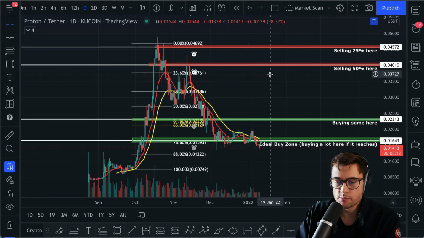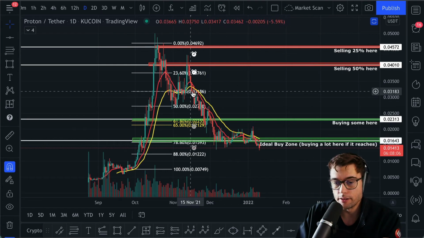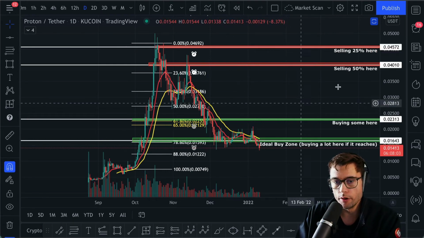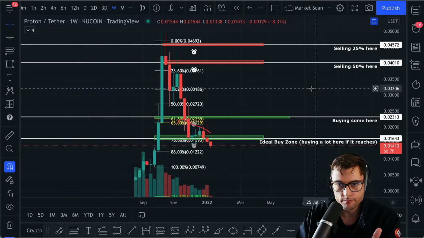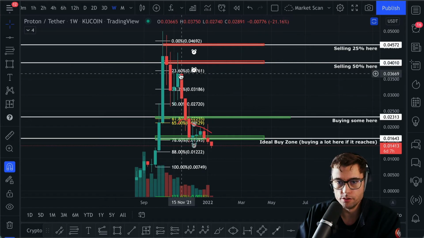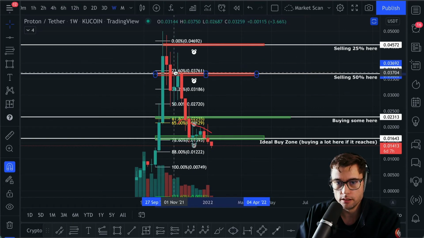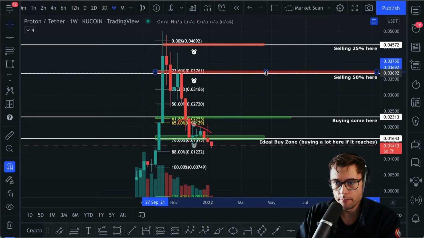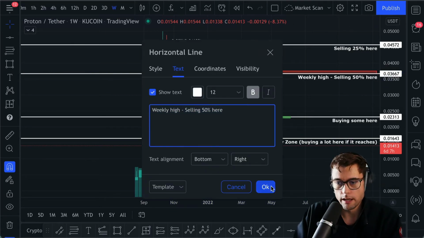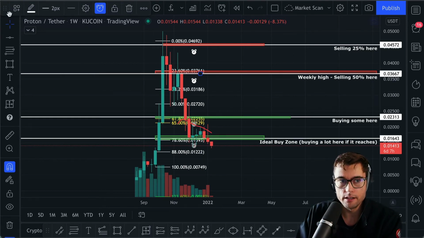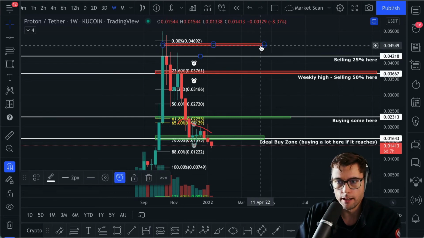So I actually have quite a substantial amount of Proton XPR, and I bought a lot right here, and then I bought a lot down here. So what I'm going to do is I'm going to be selling 50% once it reaches this high. If we go to the weekly, I might even want to come down here and sell 50% here. In fact, that's what I'm going to do. I'm going to come down here. I'm going to say this is the weekly high, right? So let me do that. And I'm going to sell 50% here at the weekly high. And then I could sell some more right here at this weekly high.